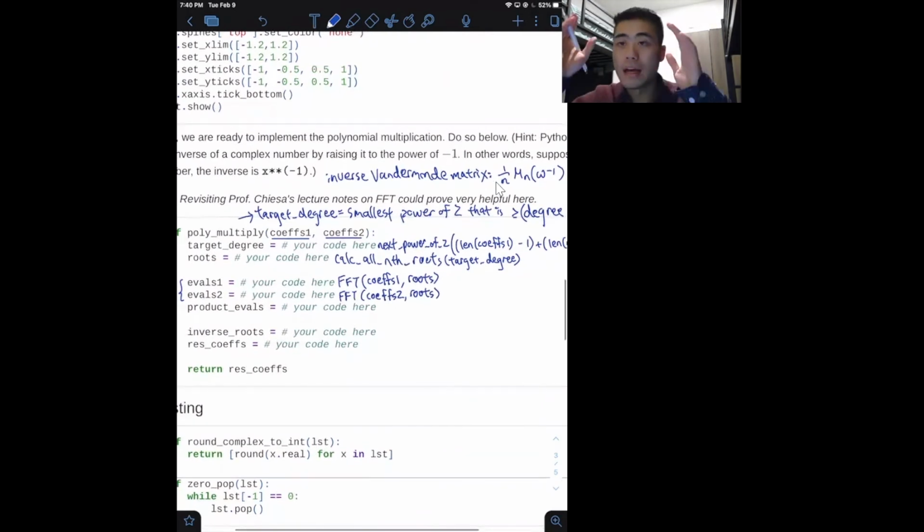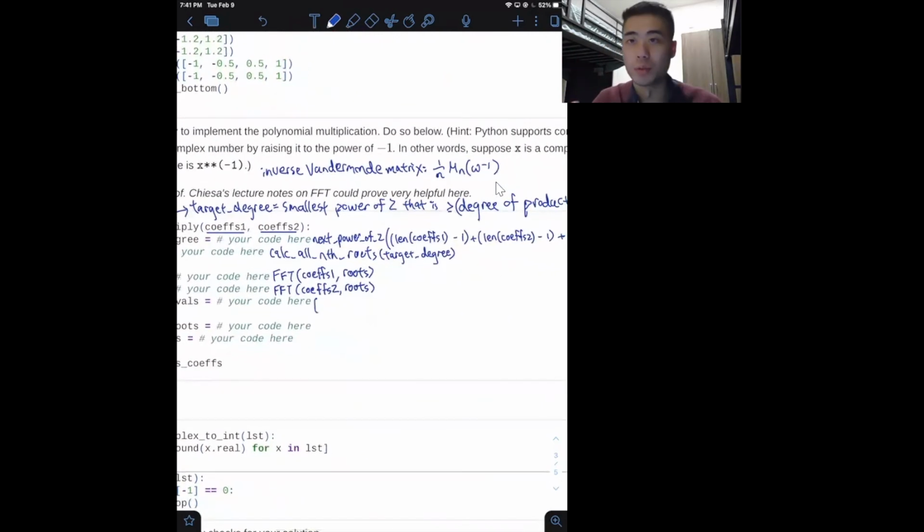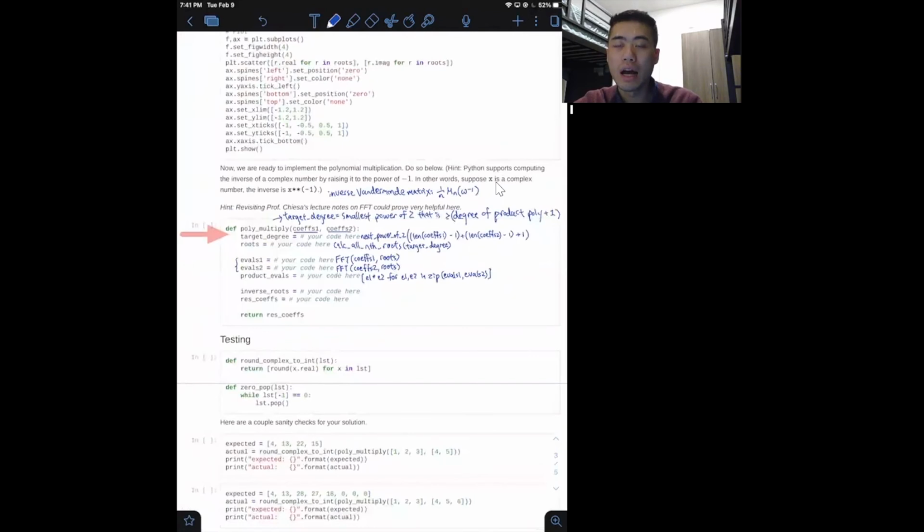Okay. And now that we have our two polynomials in their value representation, we can take their pairwise products. So this is the actual multiplication part, right? I'm multiplying E1 times E2 for E1, E2 in zip evals 1, evals 2. Okay, so this is the actual multiplication of the two polynomials. Now, finally, I have the value representation of our product polynomial. I just need to convert it back into the coefficient representation and return that, right?